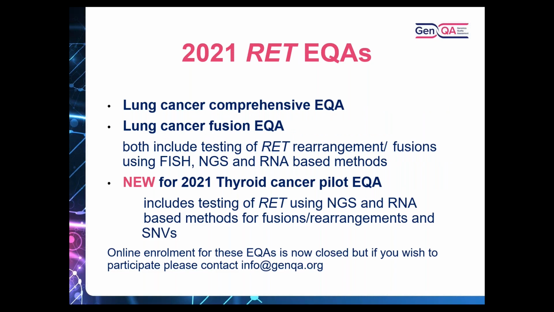So in 2021, once again, we'll be running our lung cancer EQAs for the comprehensive EQA and the fusion EQA, which both include testing for RET rearrangements or fusions, and it's suitable for using FISH, NGS or RNA-based methods. And for 2021, we'll have 2 EQA runs with 5 samples in round 1 and 4 samples in round 2. In 2020, we did decrease the number of samples we sent out due to COVID-19.